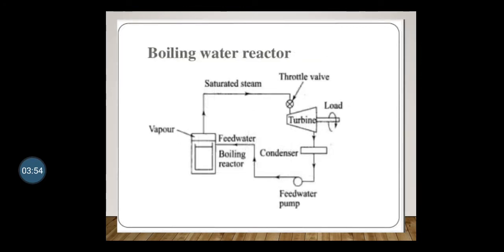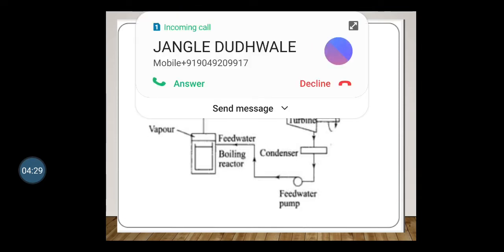Now, boiling water reactor, that is BWR. A BWR is a type of light water nuclear reactor used for the generation of electrical power. It is the second most common type of electricity generating nuclear reactor after the pressurized water reactor, which is also a type of light water nuclear reactor. In the boiling water reactor, as shown in this slide figure, the steam is produced by the boiling water.